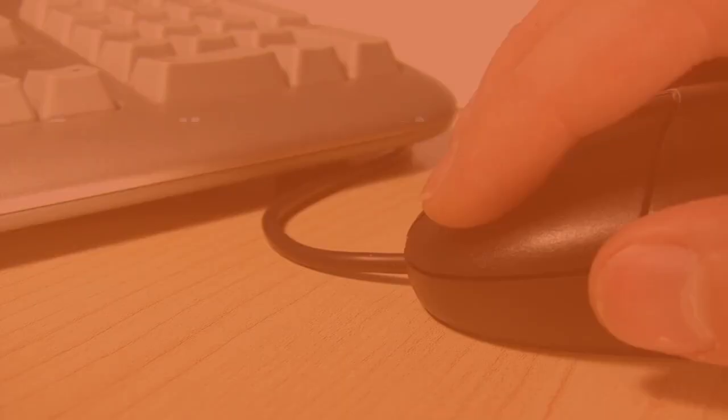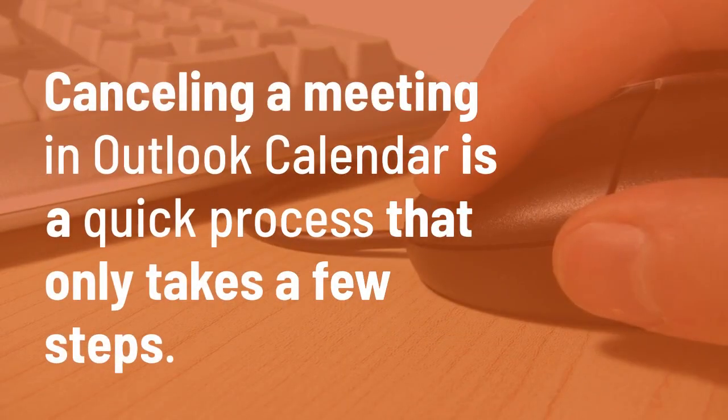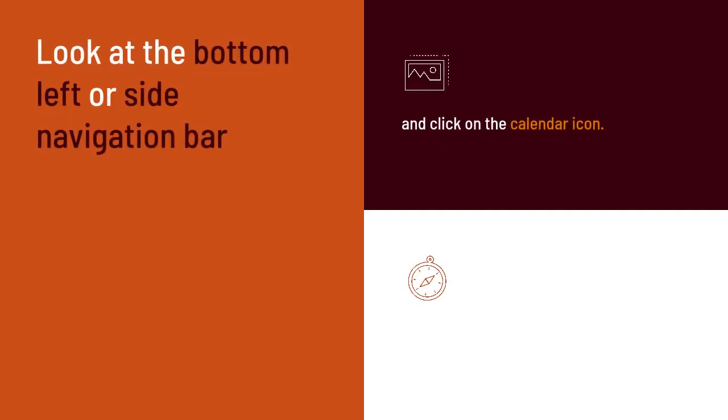Let's get started. Canceling a meeting in Outlook Calendar is a quick process that only takes a few steps. First, open your Outlook application on your computer. Look at the bottom left or side navigation bar and click on the calendar icon.